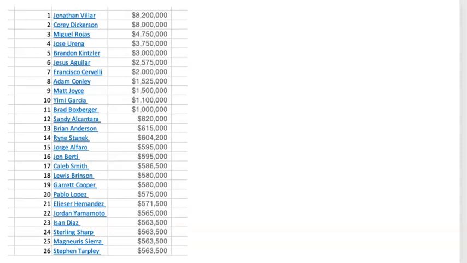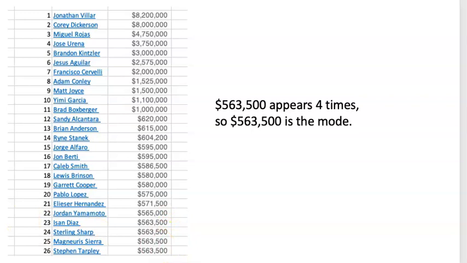Looking at the Major League Baseball salaries, what do we have? Well, 8.2 million is there once, 8 million is there once. 595,000 is there twice. 580,000 is there twice. But the actual minimum number, 563,500, probably the minimum in the league, is there 4 times. So the fact that 563,500 is there 4 times, that makes that the mode. That appears more often than anything else.